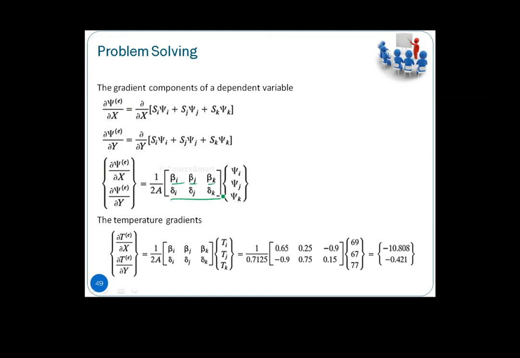So the temperature gradient for the x part is beta i Ti plus beta j Tj plus beta k Tk. For the y part it is delta i Ti plus delta j Tj plus delta k Tk. All the values we have already, together with the nodal temperatures Ti, Tj, Tk. So we can find the temperature gradients for x and y in this case.